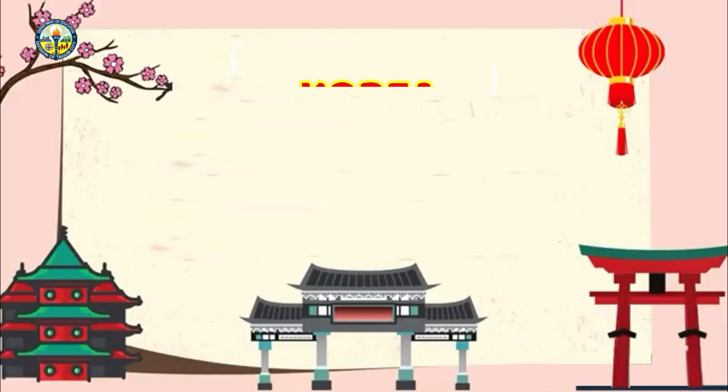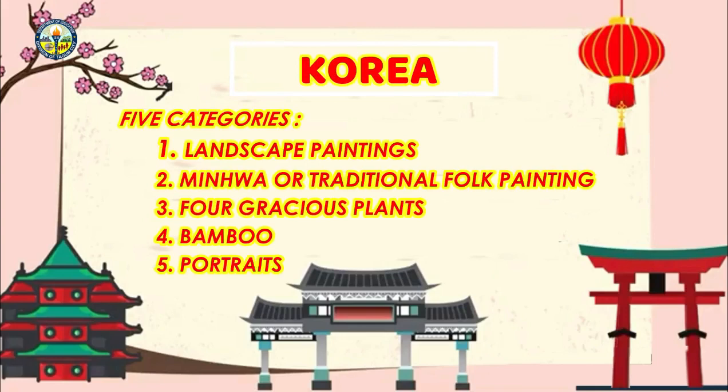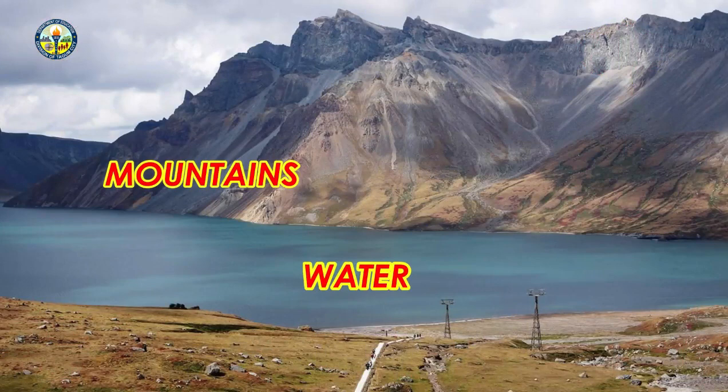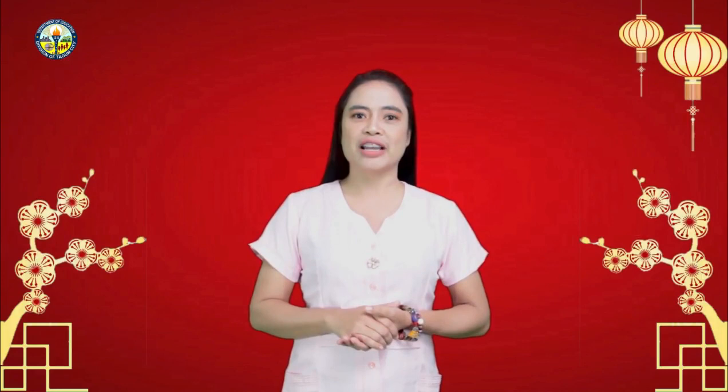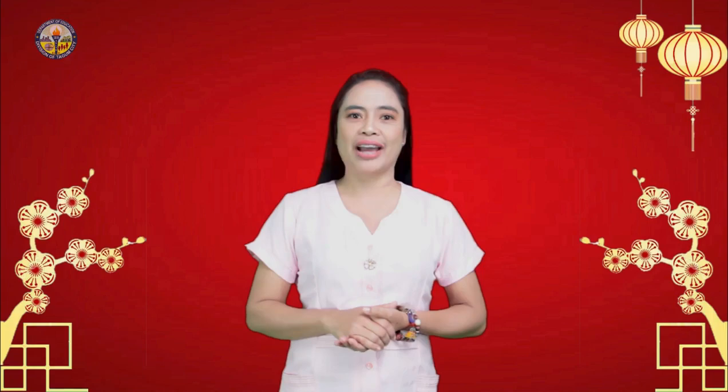In Korea, painting subjects or themes are divided into five categories. These are landscape paintings, Minhwa or the traditional folk painting, four gracious plants, bamboo, and portraits. Mountains and water are important features in Korean landscape painting because they are sites for temples and buildings. Painting is indeed one of the highest forms of art in East Asia.